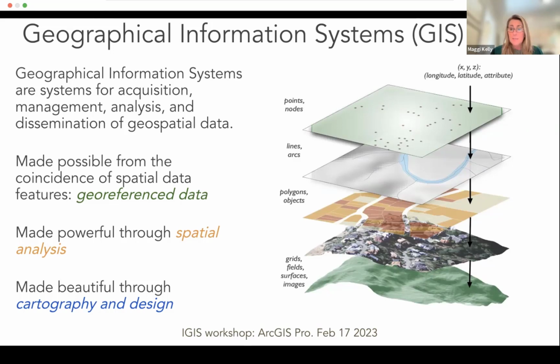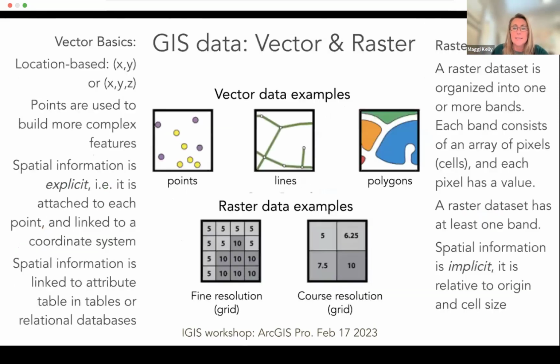And so that means we can take all of those layers and pull them back together again and do some powerful spatial analysis, understand things like context or adjacency or flow or all of these kinds of analyses that depend on space. And then we can make beautiful cart products through cartography and design. So that's GIS in a nutshell.